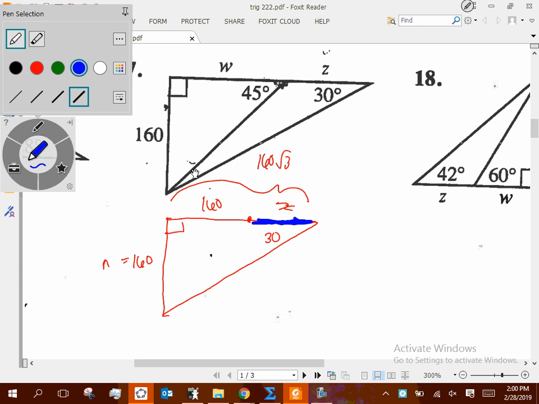How do I take that 160 radical 3? What do I do with that to find Z? Okay, so 160 root 3 minus 160 is going to give me that Z. And we have to do that problem solve, that segment addition, segment subtraction, to help us figure that out, right? Not the only approach, okay?